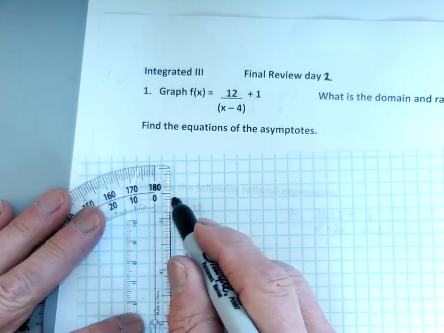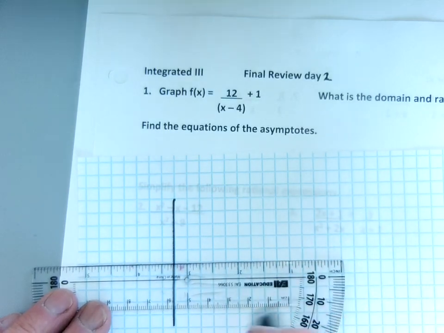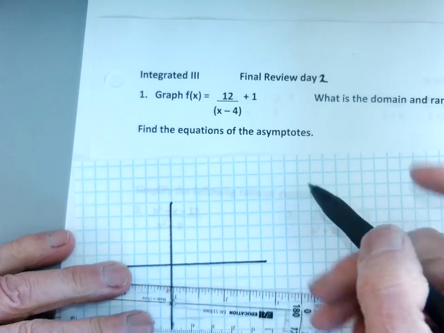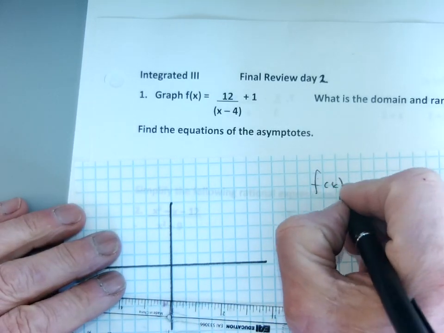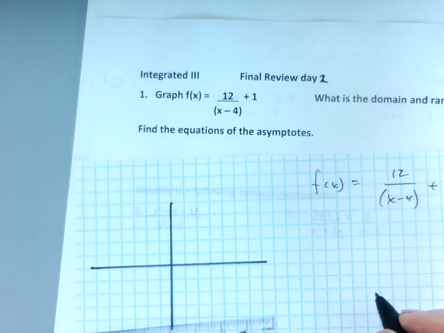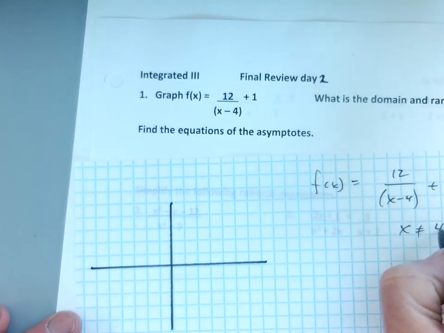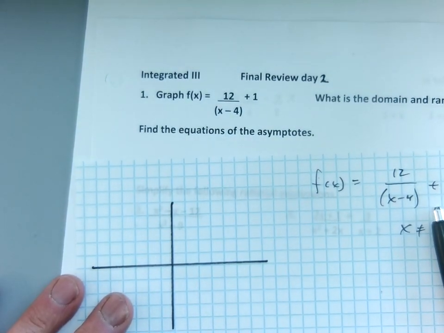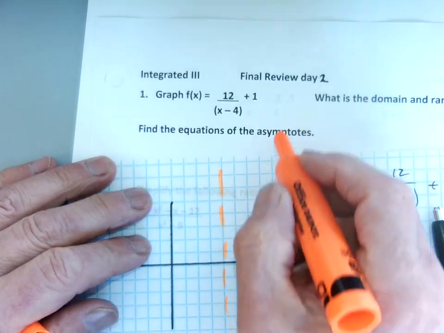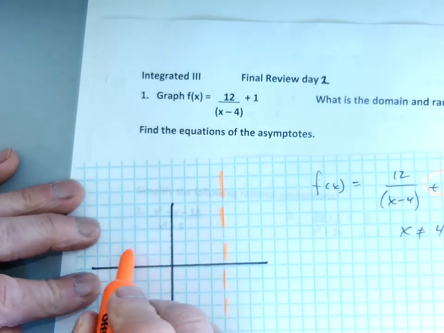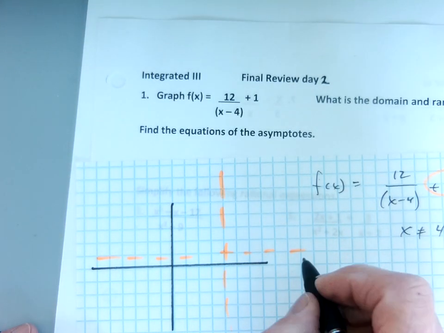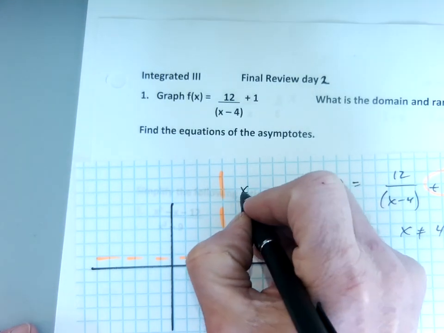So the first thing, let me do my xy axis. I know that, first of all, because of the negative 4, f of x equals 12 over x minus 4 plus 1, that x cannot equal 4. So I'm going to put an asymptote at 4 for sure. And then I'm going to have a horizontal asymptote at 1, okay? So I've got my asymptotes y equals 1 and x equals 4.